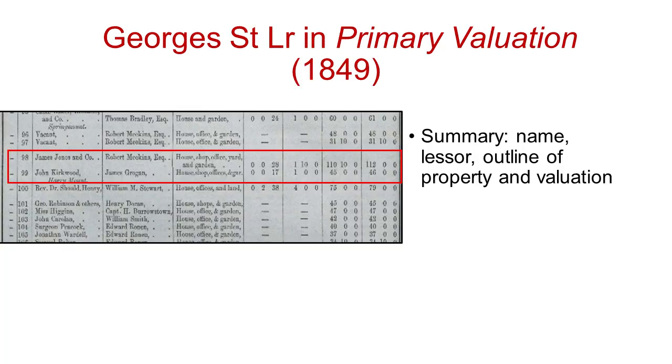And in the primary valuation, you see the numbering has been changed, so you have to work out what the numbers became. This is James Jones and Company. He seems to be the person who also ran the Salt Hill Hotel. And John Kirkwood is still there, and his valuation is now £46. But Jones is still a very high valuation of £112, an enormous valuation.